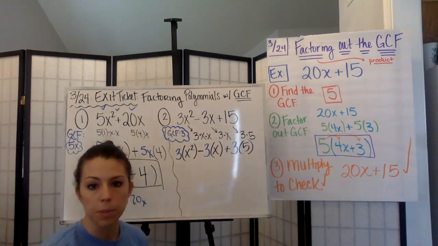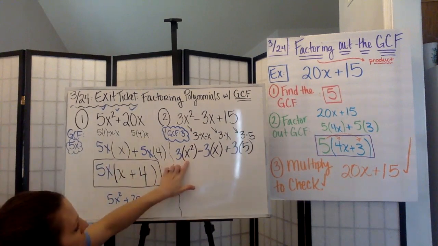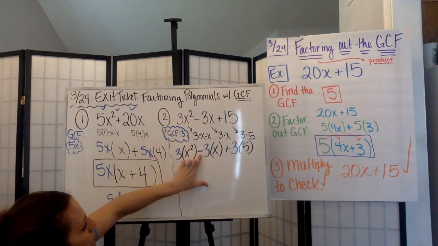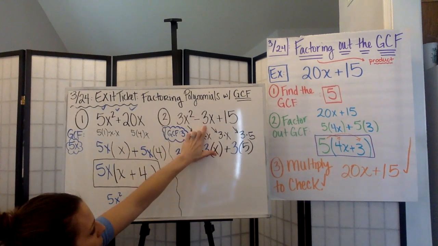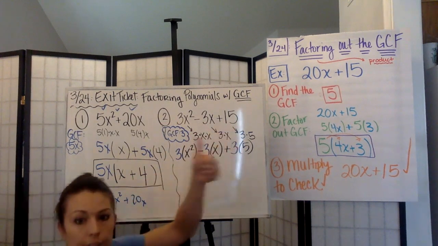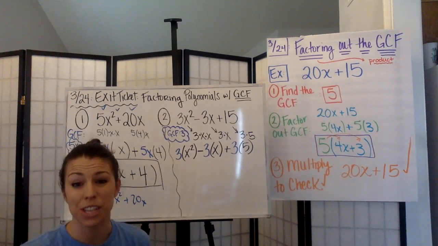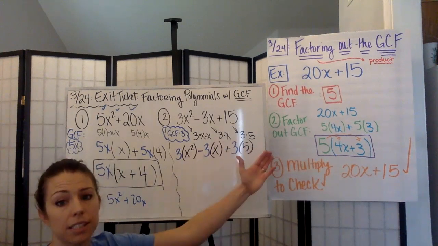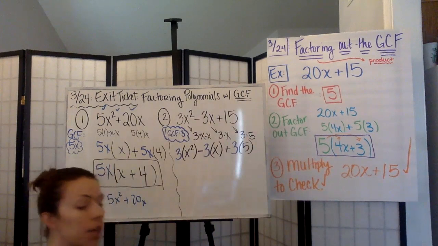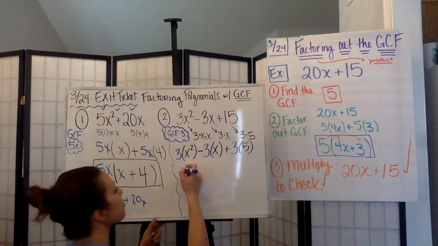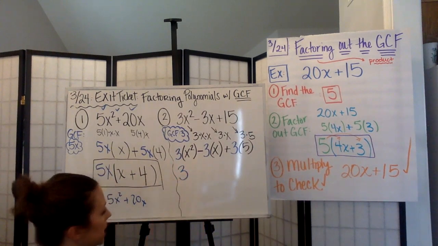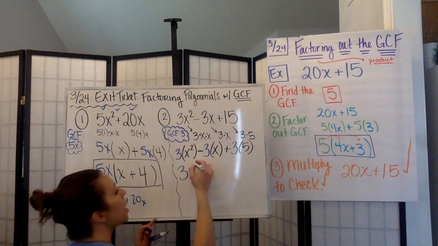Let's do a quick multiply to check here. 3 times x squared is 3x squared, minus 3 times x is 3x, plus 3 times 5 is 15. We're looking pretty good here. But I haven't factored it yet. This is still a difference in a sum. I want it to be a product. So the final step, pull out that GCF 3, and what are we left with?